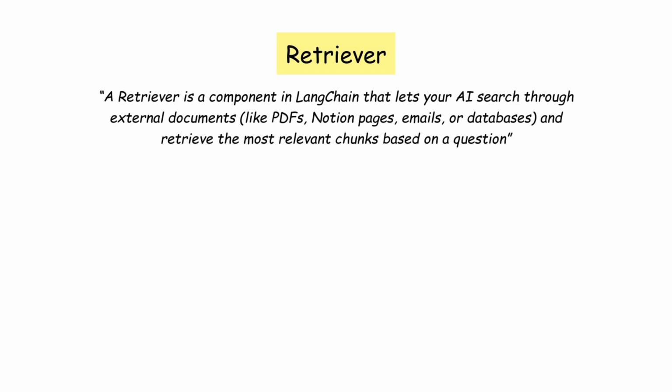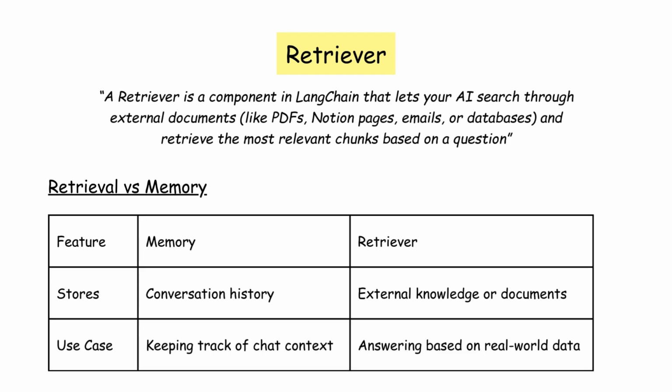Next up is the retriever. Language models are smart, but they don't know your documents, your business data, or even your latest code. So how do you allow an LLM to answer questions based on your own data? That is where the retriever comes in. A retriever is a component in LangChain that lets your AI search through external documents like PDFs, Notion pages, emails, or databases and retrieve the most relevant data based on a question. What is the difference between a retriever and memory in LangChain? Memory stores conversation history, while a retriever stores external knowledge or documents. Memory is used to keep track of chat context, while a retriever answers based on real-world data.